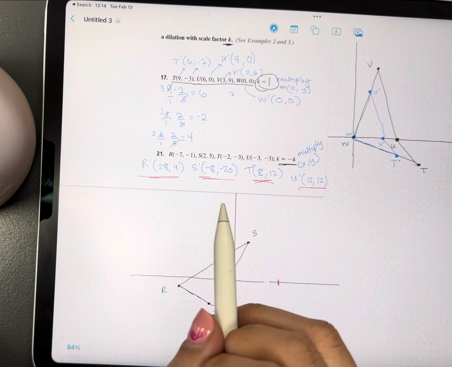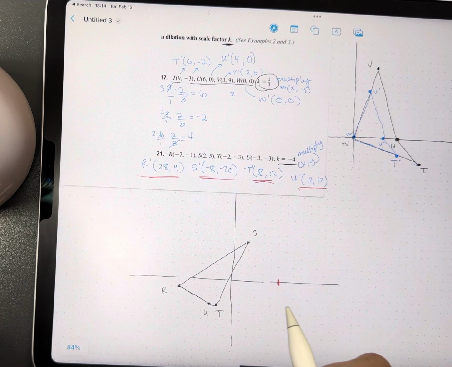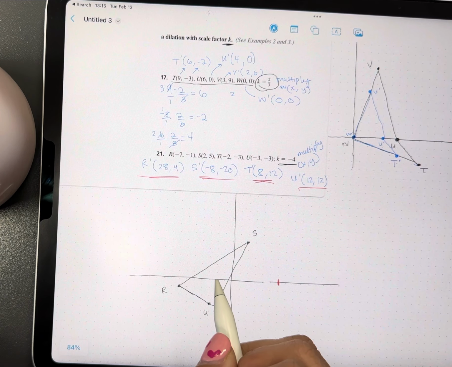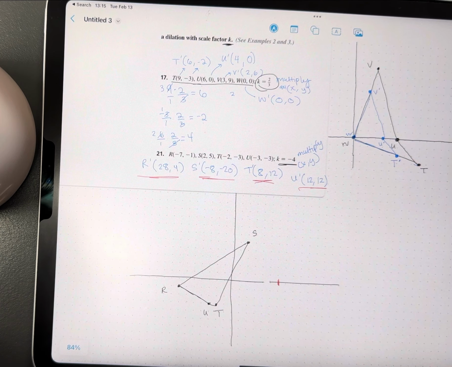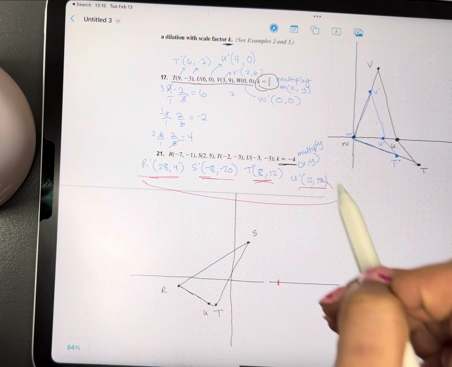And then we'll go to S prime, which is -8, -20. That's not happening. Like really far down. Guys, forget this. This sucks.